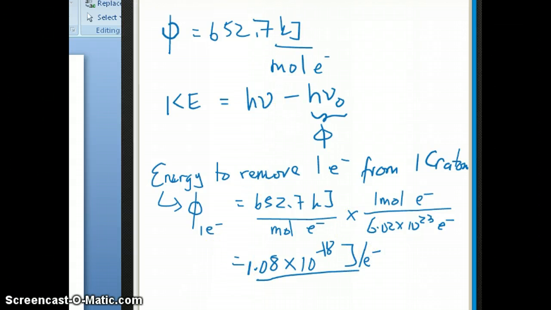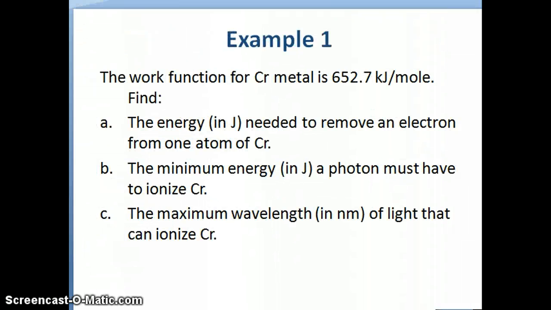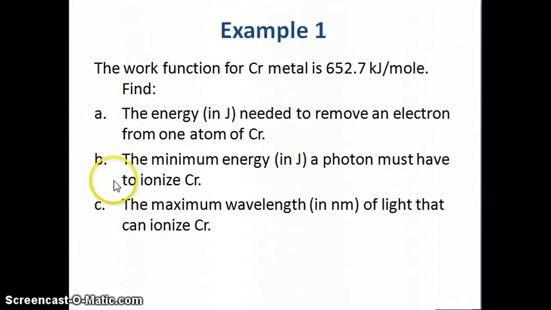You just have to be a little careful there when you read that question again. It says the energy to remove 1 electron. That's why what we end up calculating is the energy per electron from the energy of 1 mole of electrons. Now if you look at the second question, it says the minimum energy a photon must have to ionize chromium.